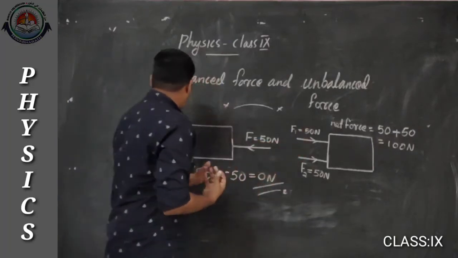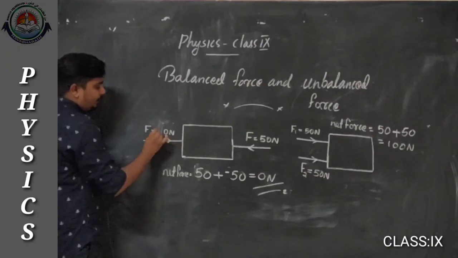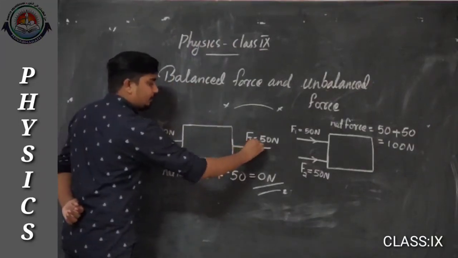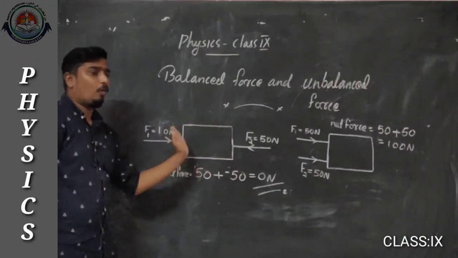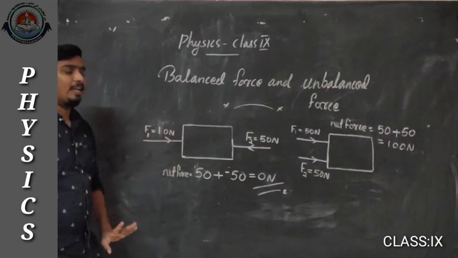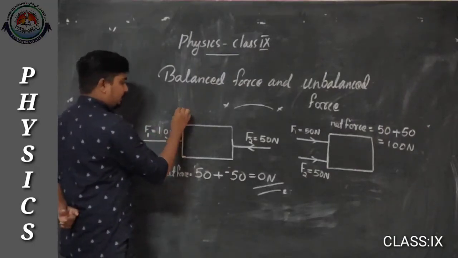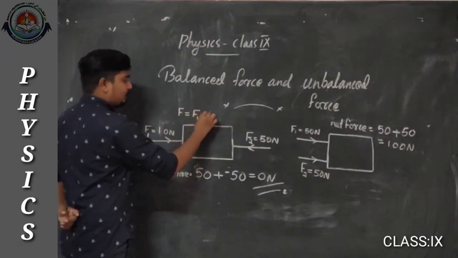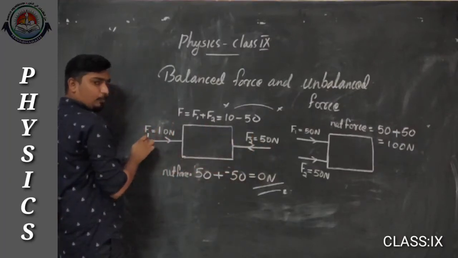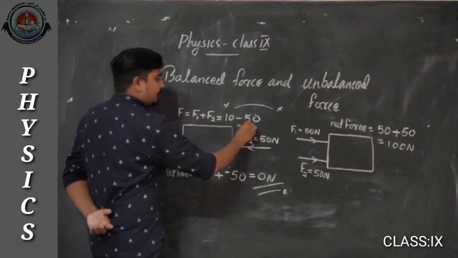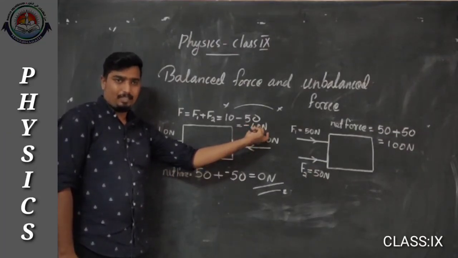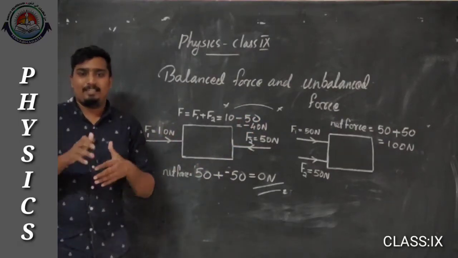And one more example. If I am applying 10 Newton in one direction and 50 Newton in the opposite direction, F1 equal to 10 Newton and F2 equal to 50 Newton, these are unequal forces in opposite directions. This is also an unbalanced force. Why? The net force is F1 plus F2, equal to 10 minus 50, because this force is opposite to the other. The answer is minus 40. Here the net force is minus 40. Clear? This is also an unbalanced force condition.